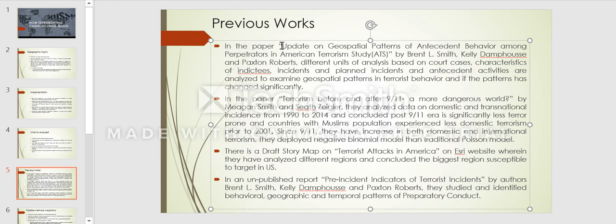There has also been an unpublished report titled Pre-Incident Indicators of Terrorist Incidents, where they have studied and identified the behavioral, geographic, and temporal patterns of preparatory conduct, and based on that they have concluded how terrorism has changed, how we can study it, and how we can proceed from there.